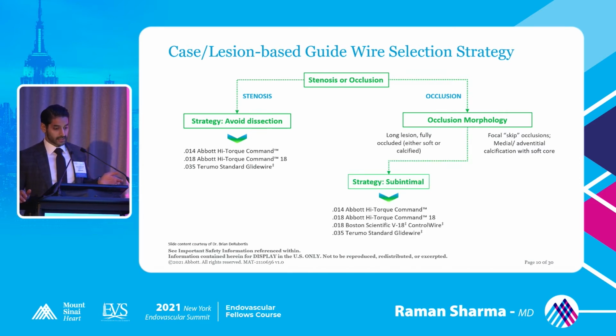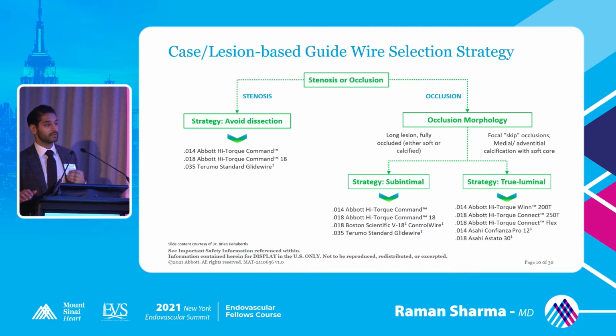So when crossing occlusive lesions, your question should then be, do I start with the idea that I want to cross the entire thing subintimally, or do I want to really try to cross intimally? And each of these wires has specific characteristics that you want to go with. If you want to start with the stenotic lesion and you want to avoid dissections, you want something that has a tapered tip, something that is hydrophilic, that will find the true intimal channel.